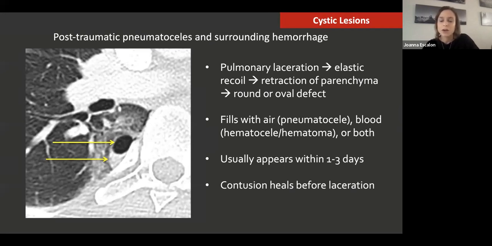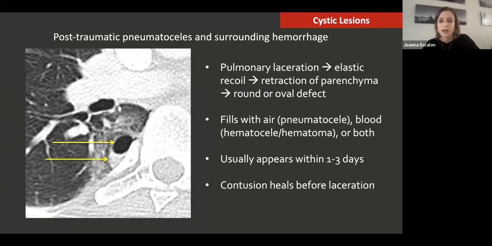Well, the elastic recoil of the lung actually pulls that laceration open, causing retraction of the parenchyma, and the defect to appear round or oval. It then fills with either air or blood, like you see in those two cases. These usually appear within 1 to 3 days of the laceration. But interestingly, the contusion around the laceration heals before the laceration itself heals.